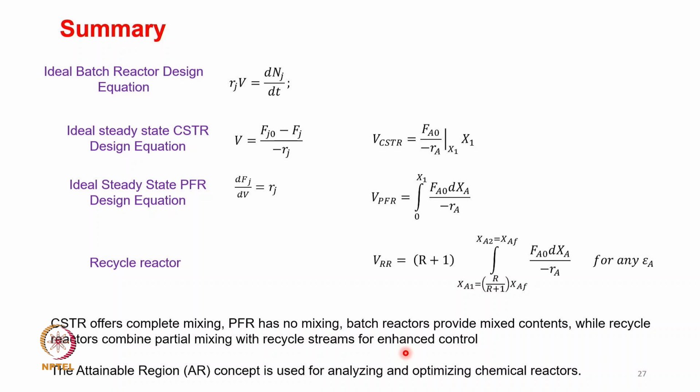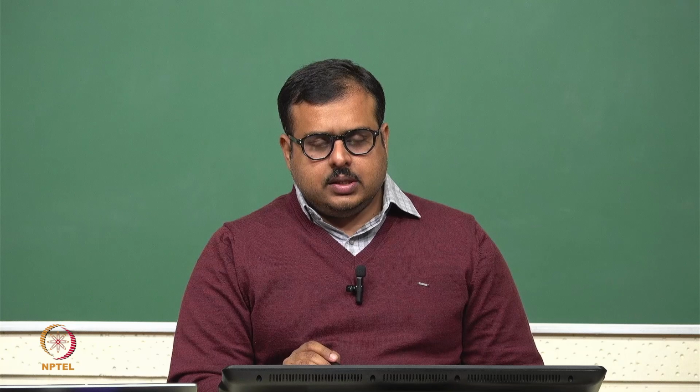And then lastly, we have learned about the attainable region concept for analyzing and optimizing chemical reactions. It would help you to sequence which reactor should come first, what is the maximum attainable region that you can have, which goes beyond the individual optimal region, and what is the sequence or type of reactors to be used based on the reaction and process conditions.